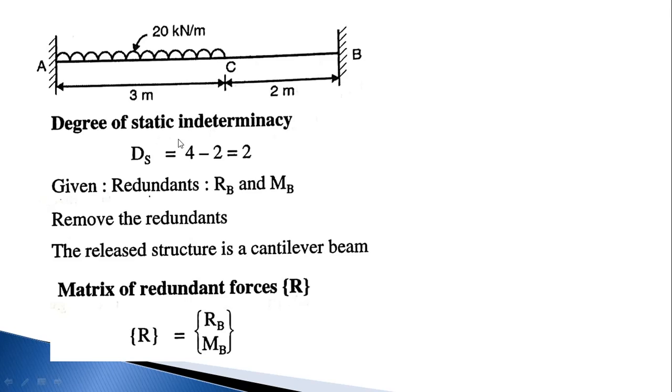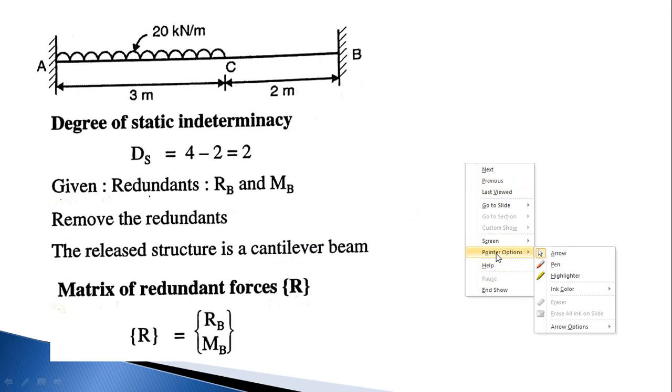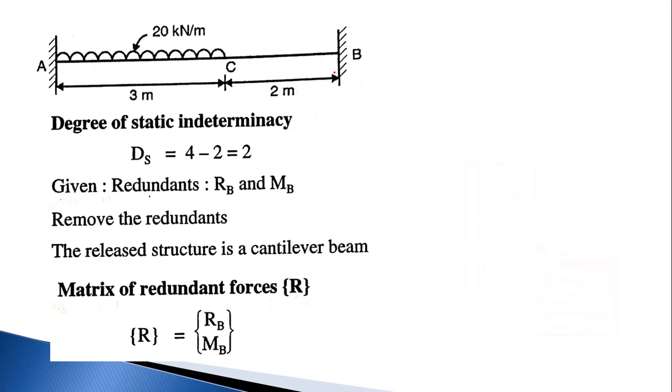So the degree of static indeterminacy is 4 minus 2. The number of unknowns is 4, that means reaction at A, reaction at B, moment at A, moment at B. So at A support 2 unknowns, at B support 2 unknowns, 2 plus 2 is equal to 4. The number of equilibrium equations used in this problem is 2, that is summation Fy is equal to 0 and summation M is equal to 0. There is no horizontal force in this system, so there is no need to use the horizontal equilibrium condition, that is summation Fx is equal to 0. That's why the degree of statical indeterminacy becomes 4 minus 2, so that value is 2. This structure is statically indeterminate to the 2nd degree.